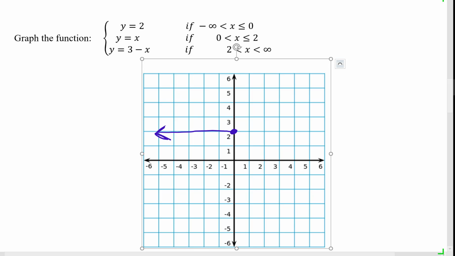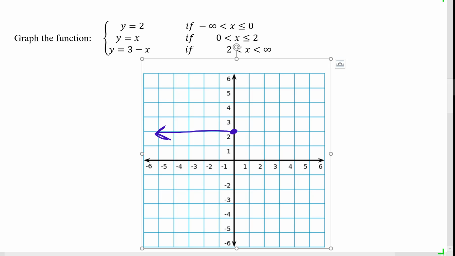And then the next thing that happens is that as we go from 0 to positive 2, not including 0, we're going to be dealing with the line y equals x. So the line y equals x, if we were just looking at it, is totally separate, totally different from that line.